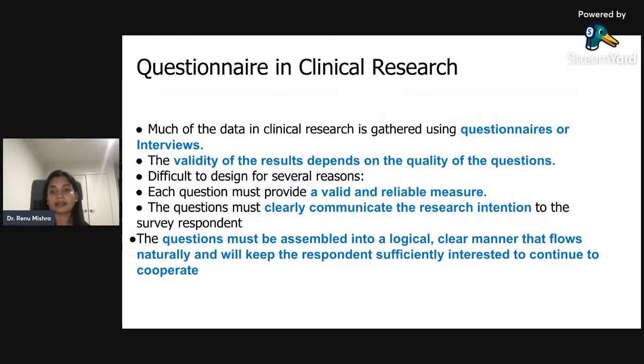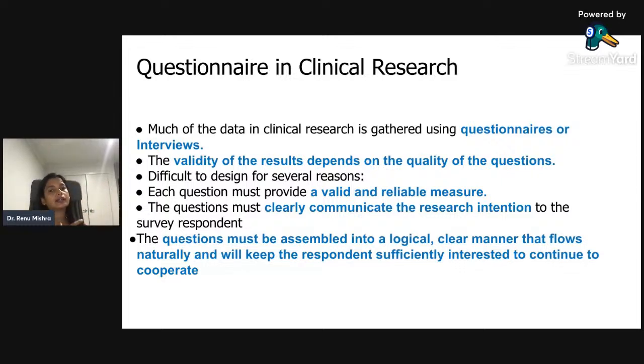Now we'll talk particularly about questionnaires and clinical research. In clinical research in particular, the majority of the data is collected through questionnaires or interviews. Also, the validity. Now you understand what validity is: whatever concept we wish to get information on, the questions are designed in such a way only. The validity of the results depends upon the questions. The questions are such that they will get the same results, the same information, and clearly they should serve the research intention.